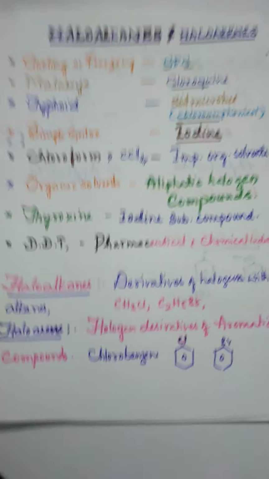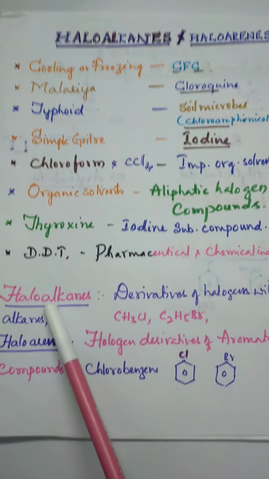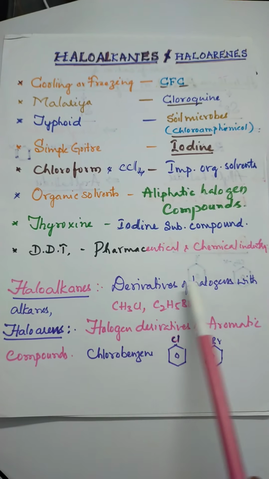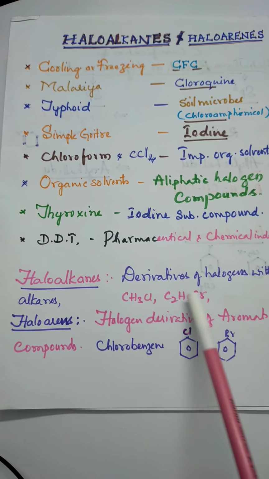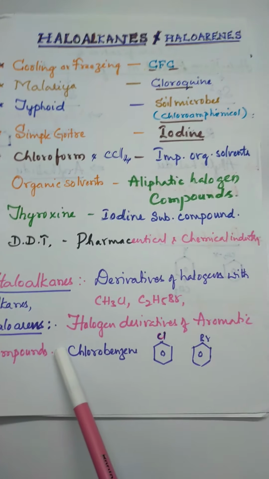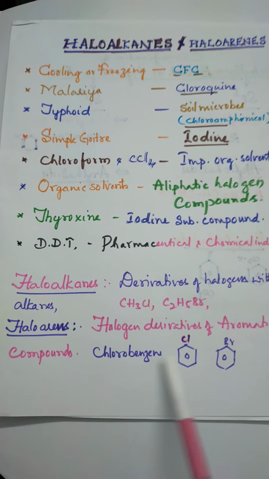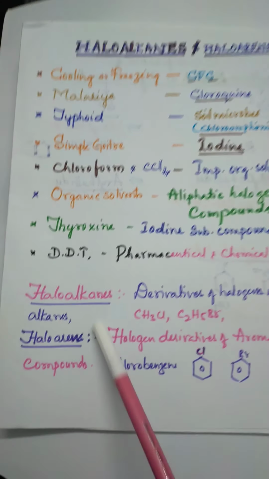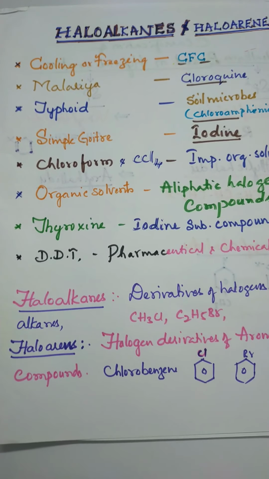What are haloalkanes and what are haloarenes? What are haloalkanes? I repeat, the derivatives of halogen with alkanes, for example methyl chloride, ethyl bromide. Haloarenes, the same type, halogen derivatives of aromatic compounds, for example chlorobenzene, bromobenzene. These are some of the basics. So we are just starting.